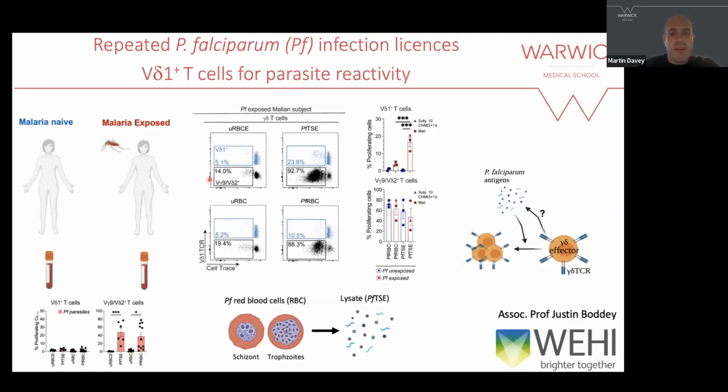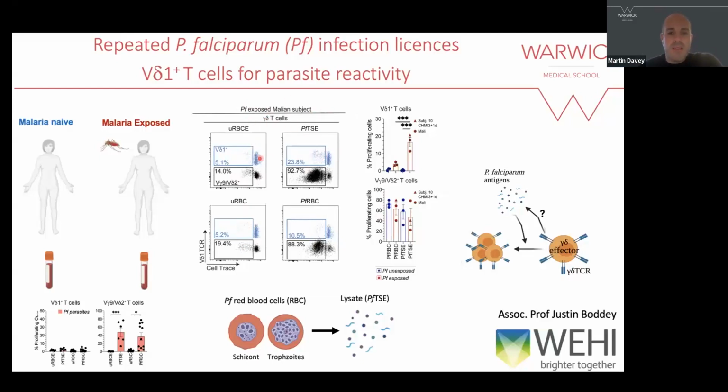So then we moved on to the malaria exposed individuals. And I suppose to cut a lot of ELISpots short, what we have here essentially is both V delta 1 and V delta 2 populations sat next to each other. We have uninfected red blood cell extract, then we have Plasmodium red blood cell extract, and then we have the intact red blood cells, so uninfected here, and the Plasmodium falciparum RBCs. And this was in a Malian subject.